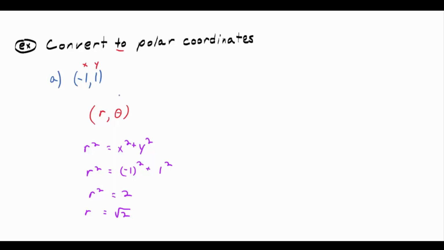All right, so what else do I need? I need theta. So what's the relationship between x and y and theta? It's a tangent. Okay, so tangent of theta equals what? Y over x, which would be 1 over -1. So you get tangent of theta is equal to -1, but you better be careful, especially if you're relying on your calculator. Let's be in degree mode just for fun, because we were in radian mode earlier.